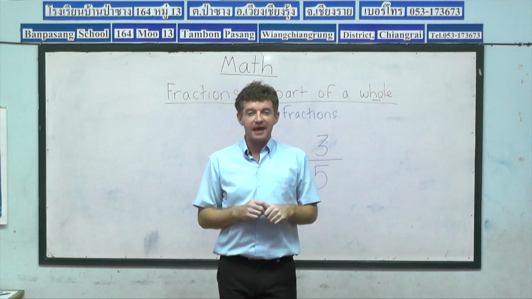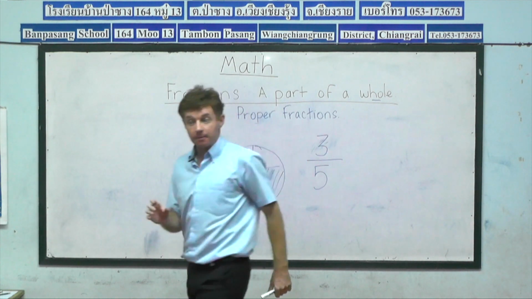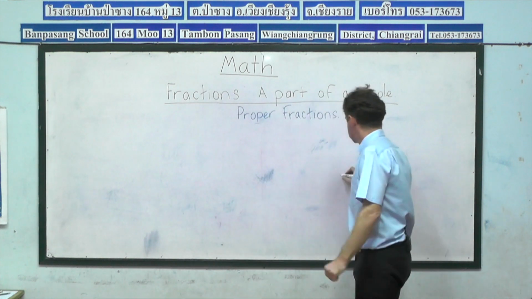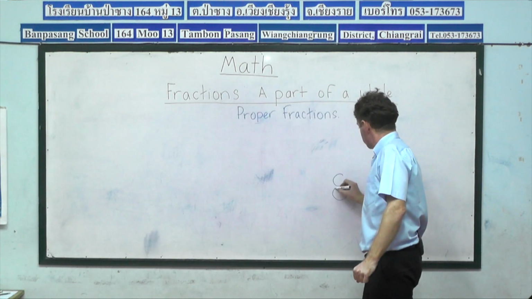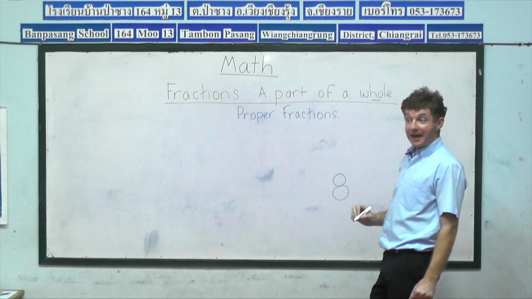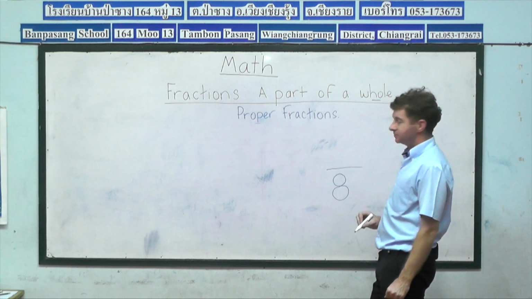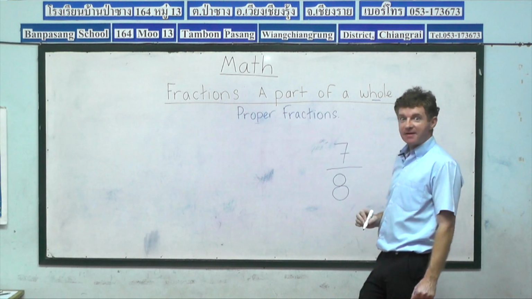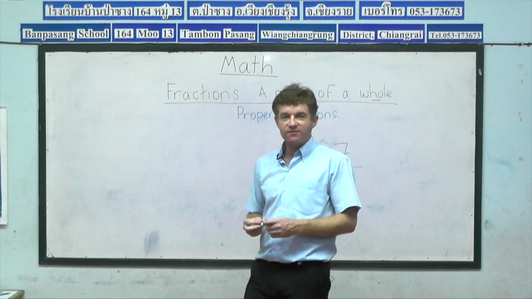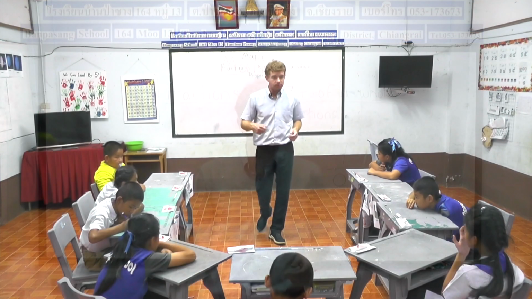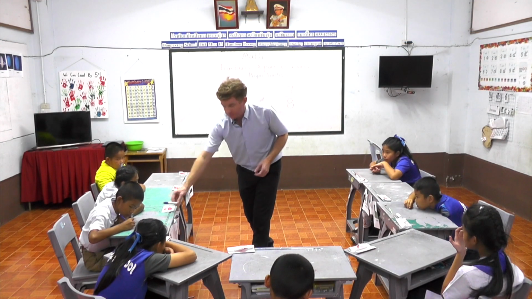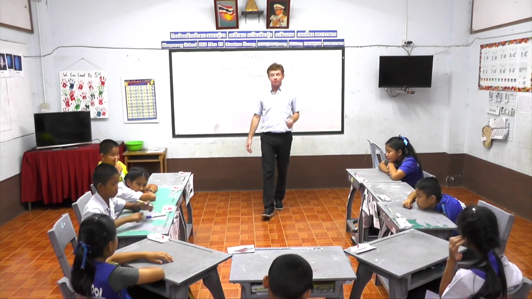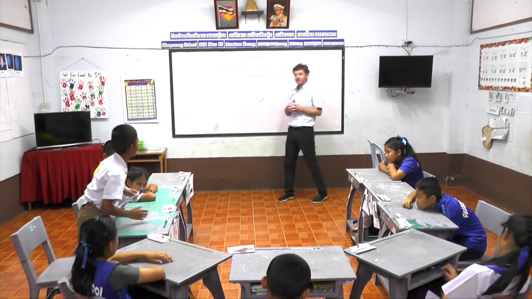Let's do one more together before we move on. But let's clean the board first. And this time, let's go for higher numbers. So our denominator is 8. And our numerator this time, 7. So let's see who can demonstrate this proper fraction for us. And now the pen is with Pat. So Pat, come and join me at the front of class, please.